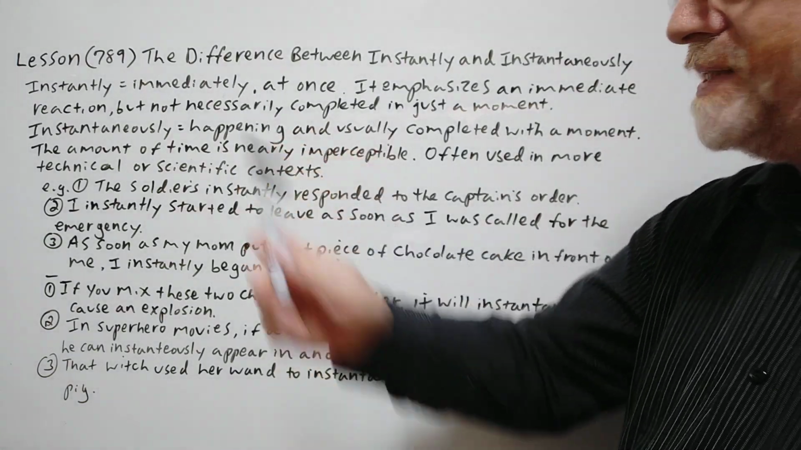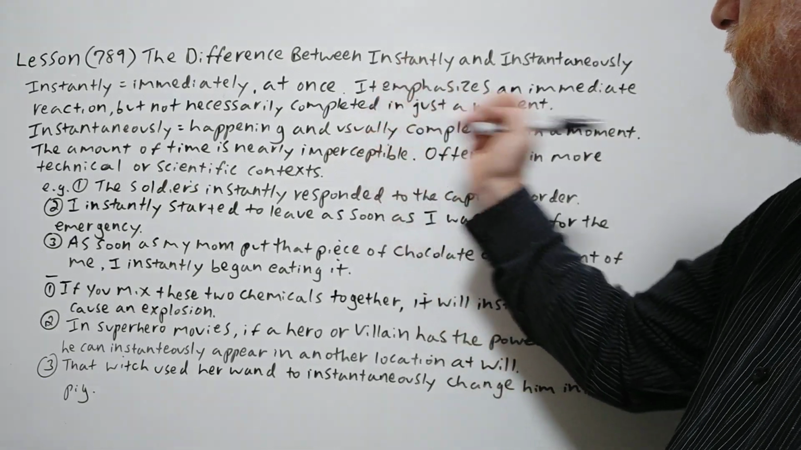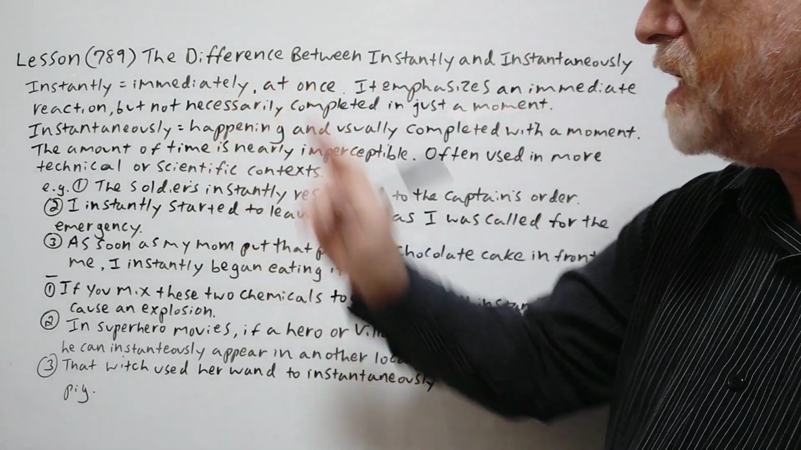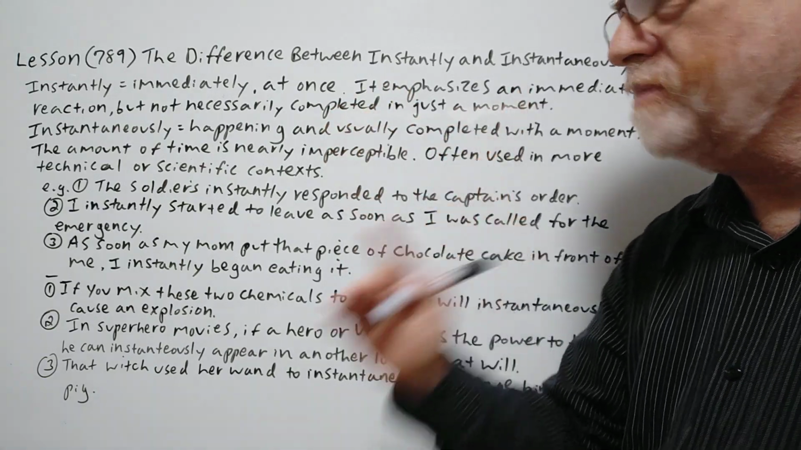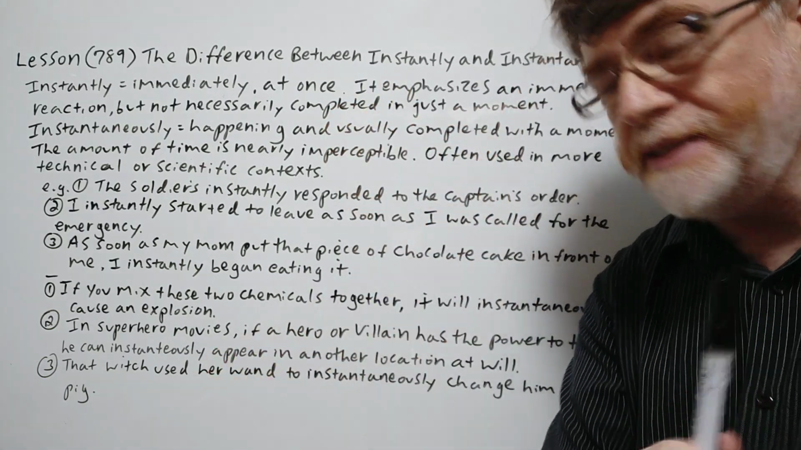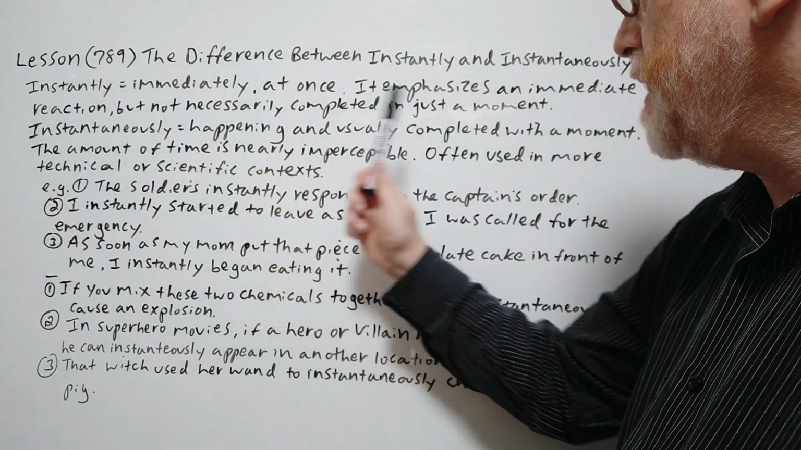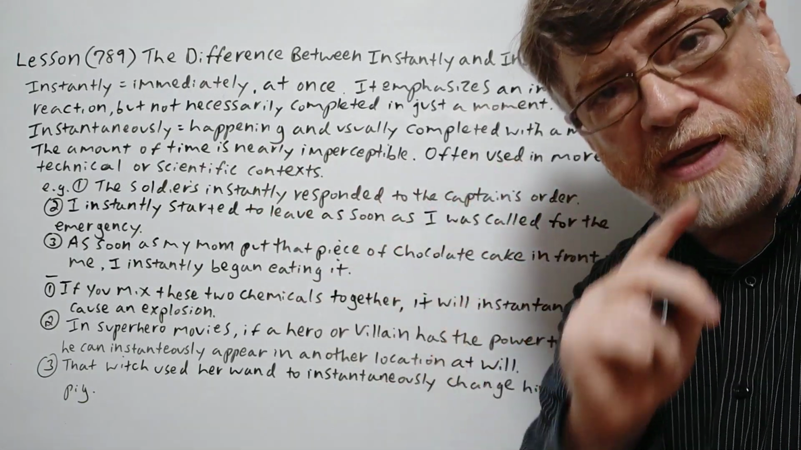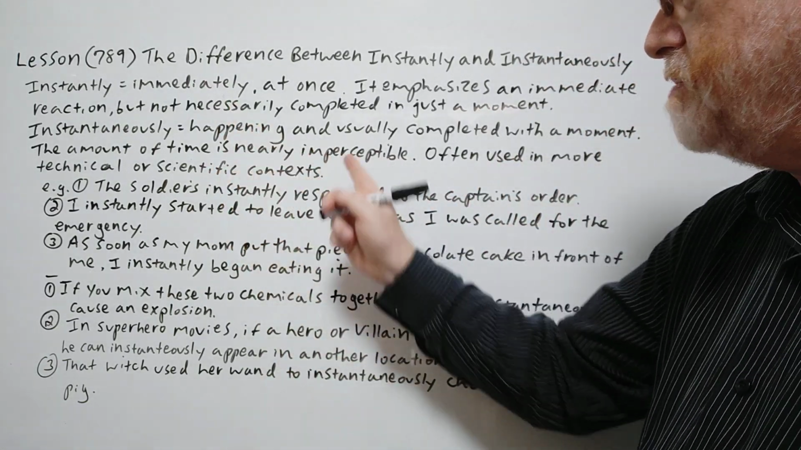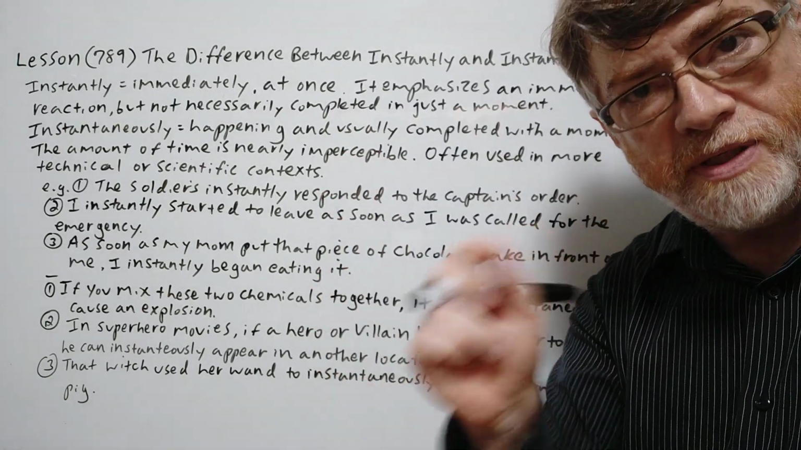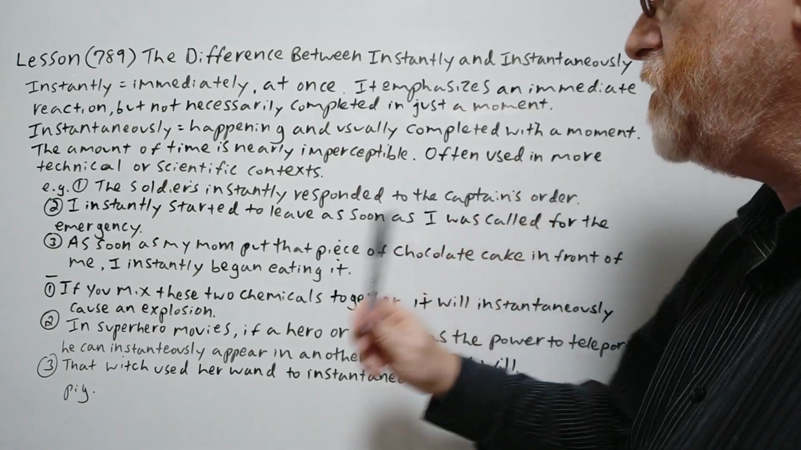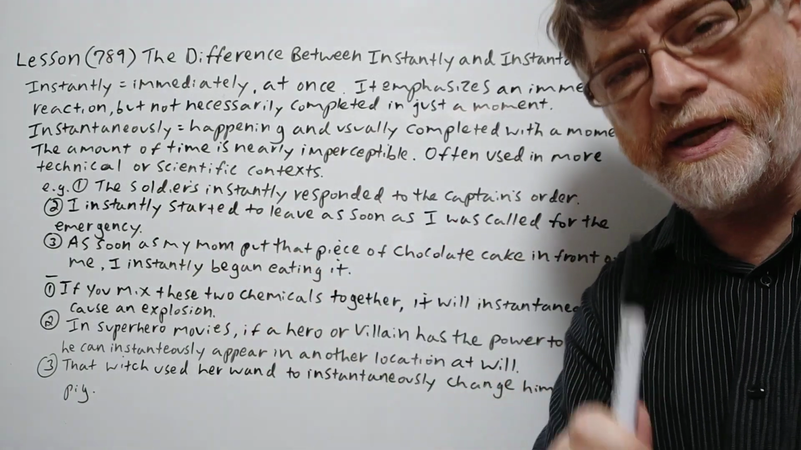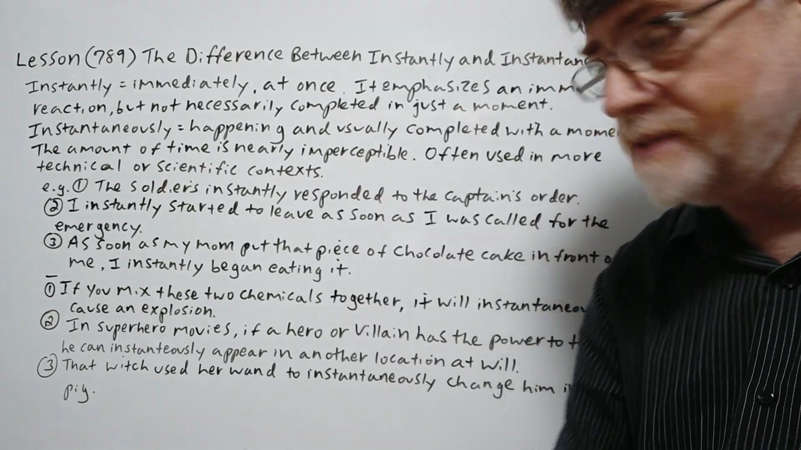Now, instantly means immediately or at once. It emphasizes an immediate reaction, but not necessarily completed in just a moment. Instantaneously means happening, and usually completed, within a moment. The amount of time is nearly imperceptible, meaning it's so short that you can almost not measure it. It's often used in more technical or scientific contexts.